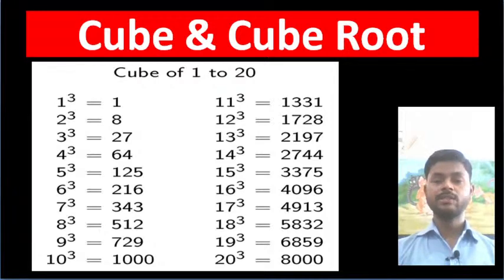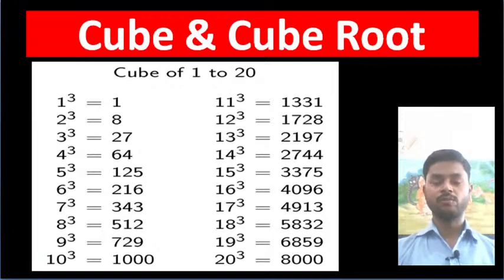The cube of 13 is 2197. The cube of 14 is 2744. The cube of 15 is 3375. The cube of 16 is 4096. The cube of 17 is 4913. The cube of 18 is 5832. The cube of 19 is 6859. And the cube of 20 is 8000.